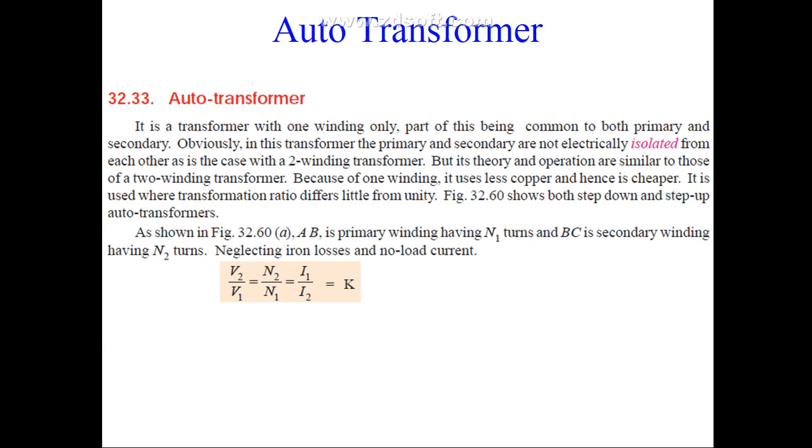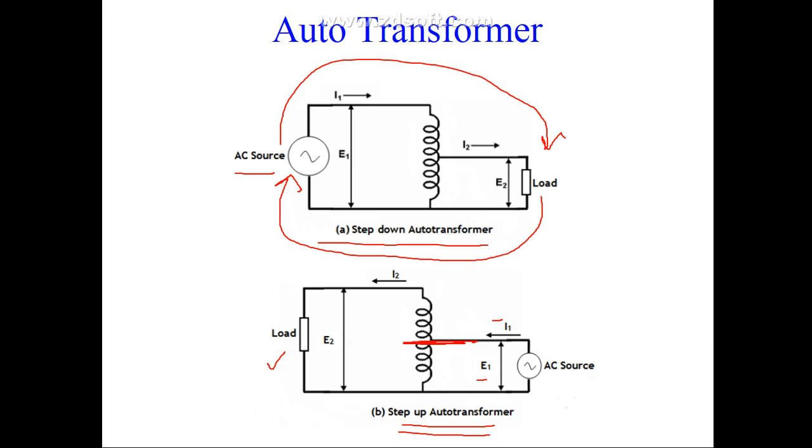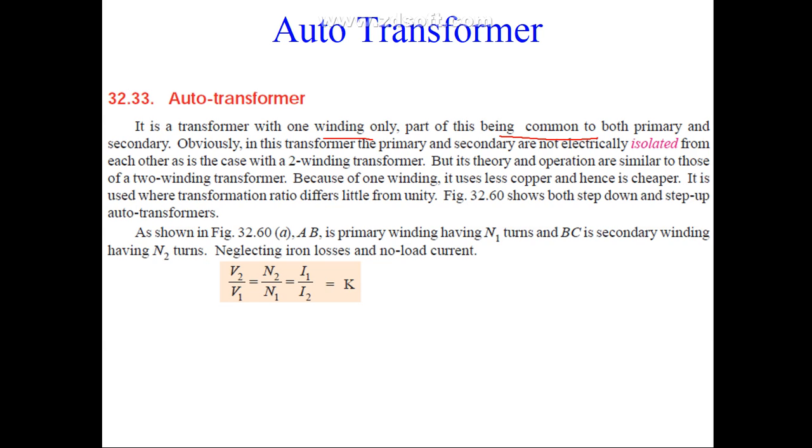Alright, so this is the theory portion. It is a transformer with one winding only, part of this being common to both primary and secondary. This portion is common to both primary and secondary. Primary and secondary are not electrically isolated from each other. Okay. And the equation will remain the same as in the case of a two winding transformer, that V2 by V1 is equal to N2 by N1 is equal to I1 by I2 equal to K.